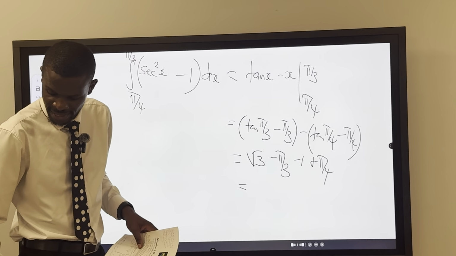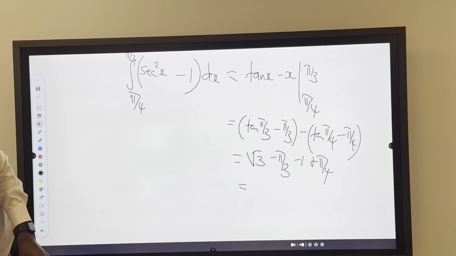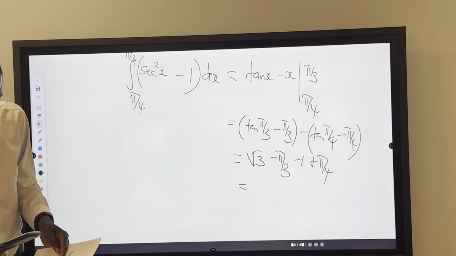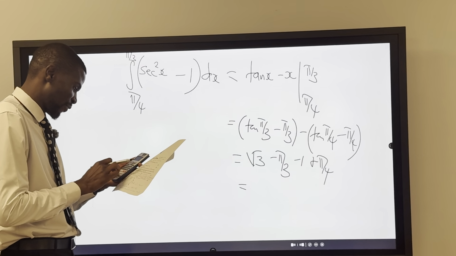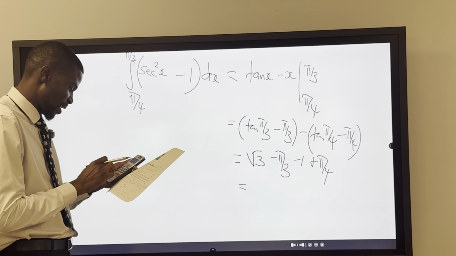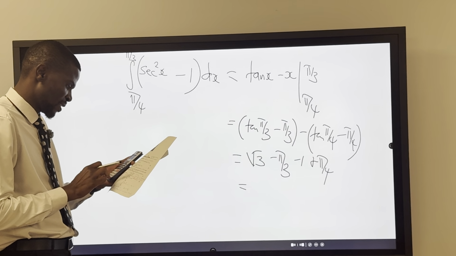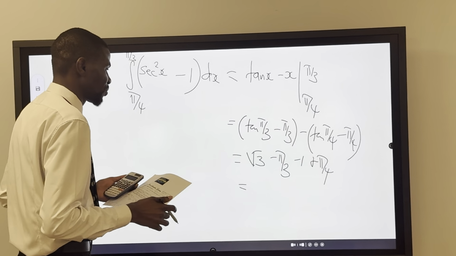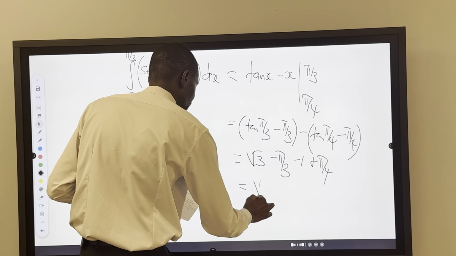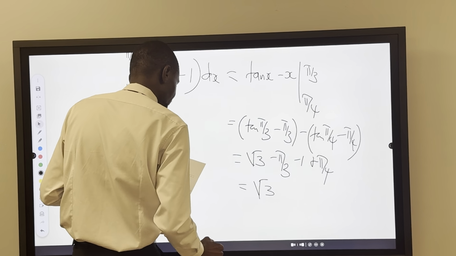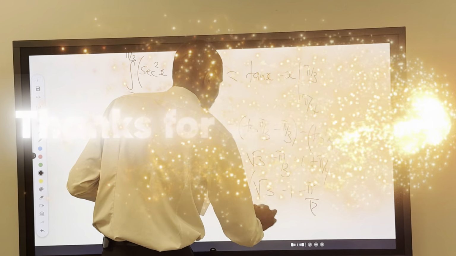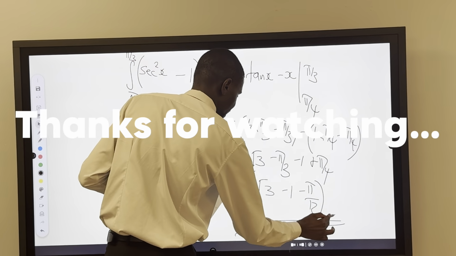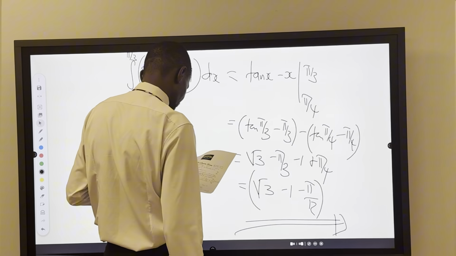So let me simplify negative a third plus a quarter: negative 1 over 3 plus 1 over 4 is negative 1 over 12. So the answer is square root of 3 minus 1 minus pi over 12. So that's the exact value here.